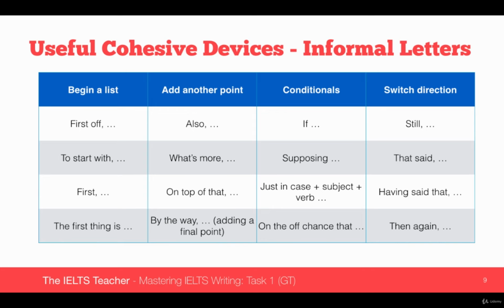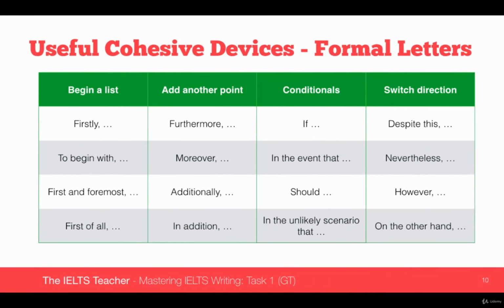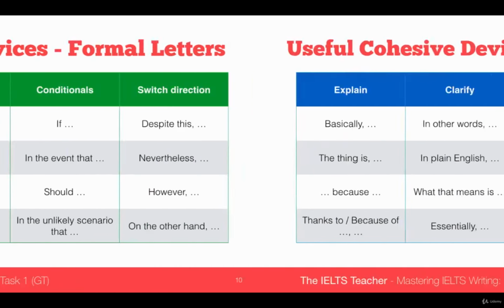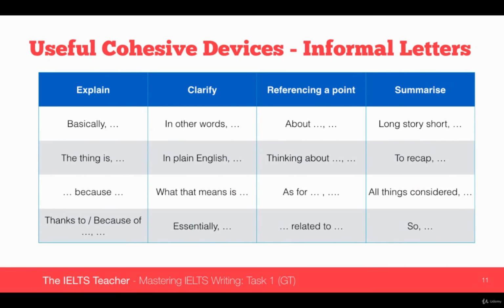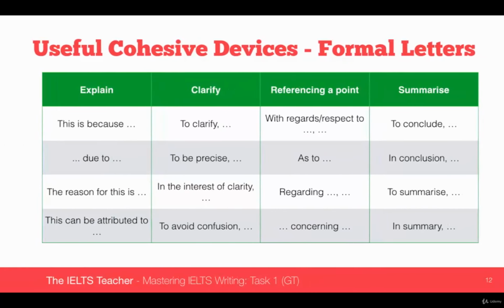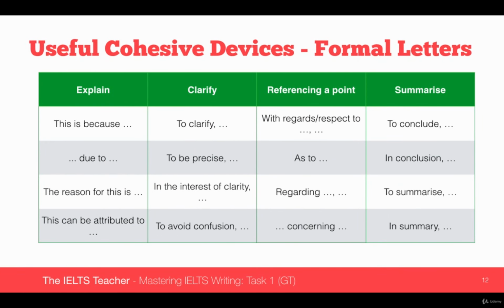But you can see here we have cohesive devices for beginning a list, adding another point, conditionals, switching direction in our points. That's for informal letters. And you can see the same categories here for formal letters. We also have cohesive devices for explaining something, for clarifying something, for referencing a point, and for summarizing some points. That's for informal letters, and same again here for formal letters. So as I said, you can find a full list of these in the PDF at the end of this course, so you can take your time looking at these at your own leisure.